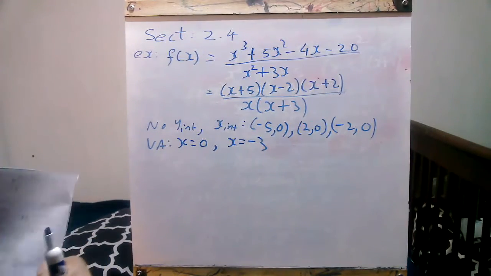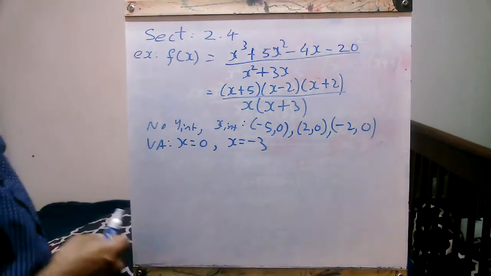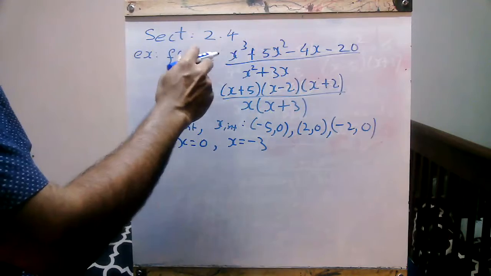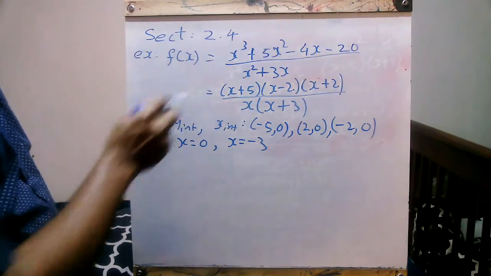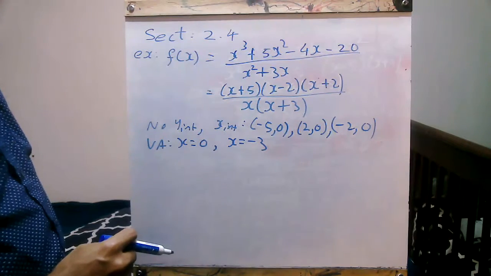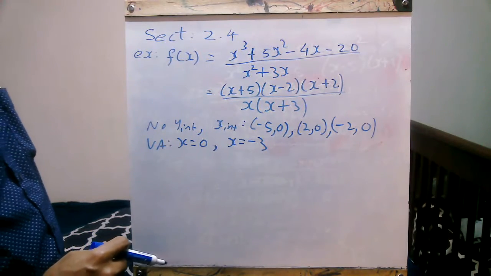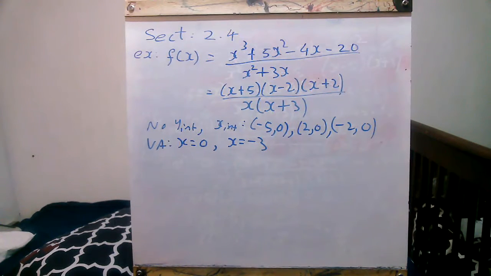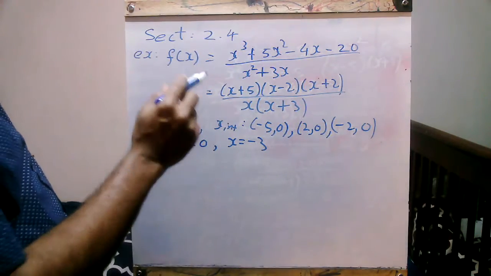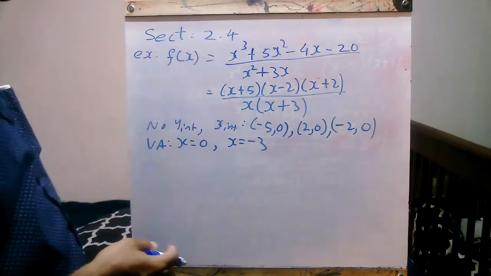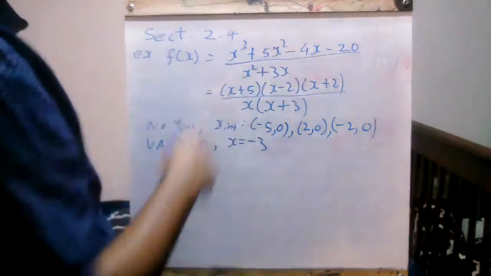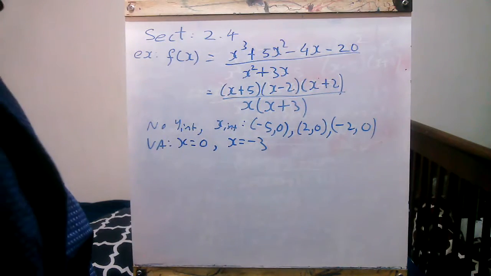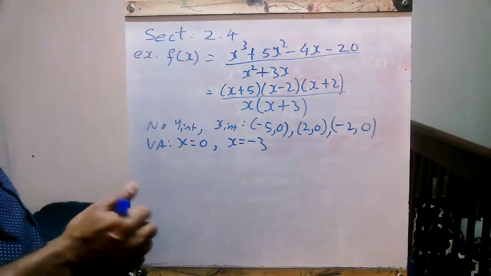Now we found the vertical asymptotes. How about horizontal or slanted asymptotes? Look at the degree of the numerator and denominator. The degree of the numerator is higher. That means there is no horizontal asymptote, but there could be a slanted asymptote. You remember we discussed in one of the videos how to find the slanted asymptote. You divide the numerator by the denominator. You may use long division or synthetic division.